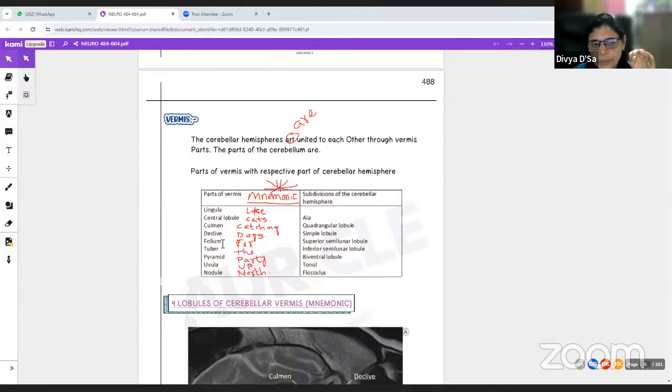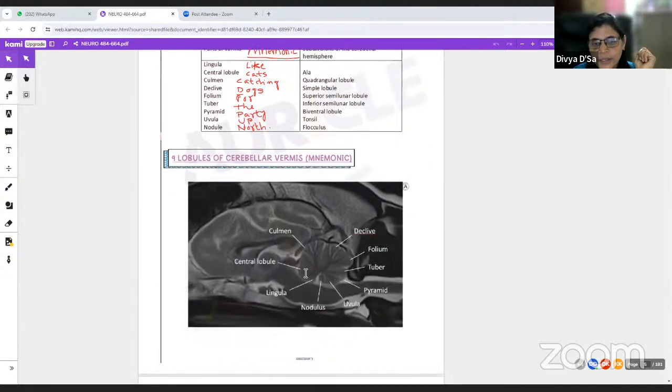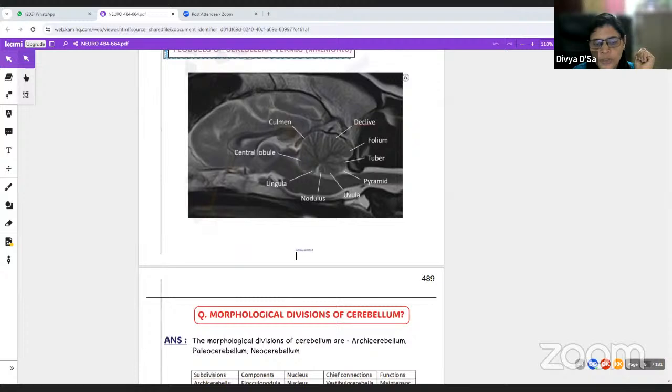So up to folium, it is on the superior surface, okay. So below will be the tuber. Tuber is on the inferior surface, and it is the inferior semilunar lobule. Pyramid is biventral lobule. Uvula is tonsil. Nodule is flocculus. Okay, this is an MRI picture of these lobules.